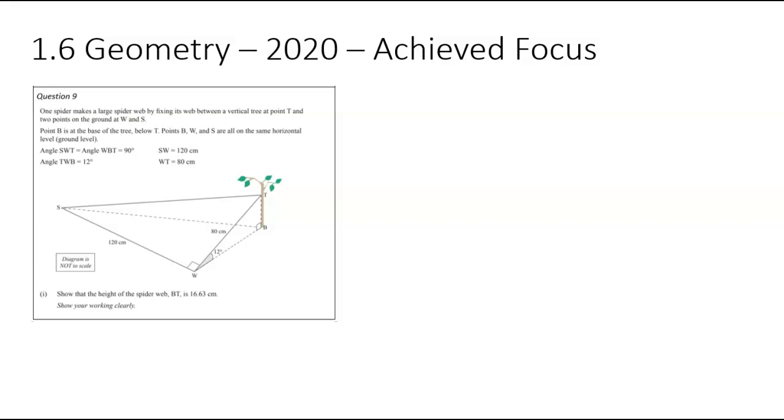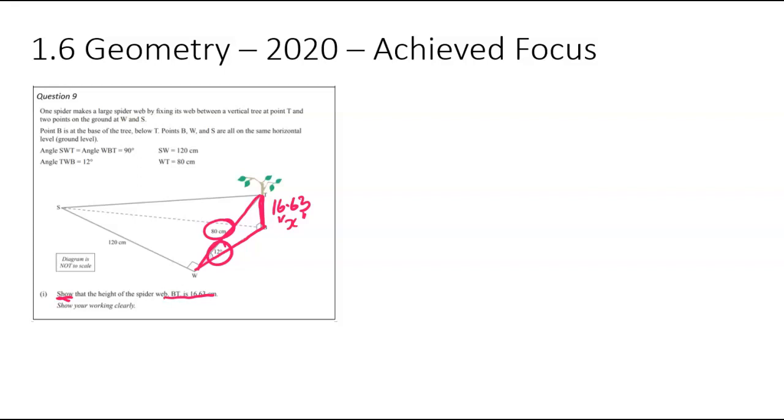But we've been asked to show the height of BT is this. So we've been asked to show that this here is 16.63. Just a reminder, these show questions give you the answer, and you must get to that same answer. So what I'm going to do is complete this triangle here just so you can see it a bit better. I've got a right angle, and I've got a side with an angle, and I'm trying to calculate the side up here. Let's just call that X for now.